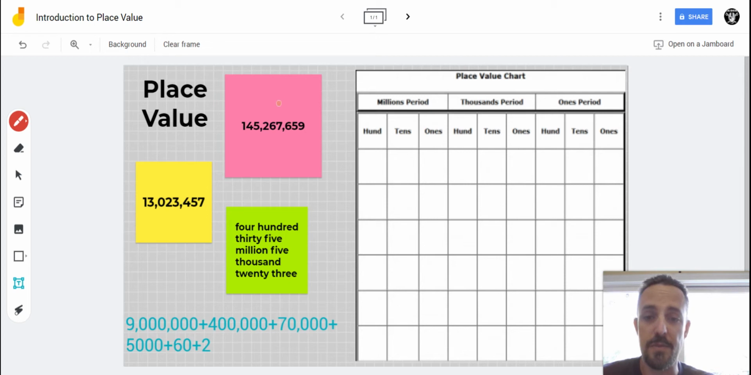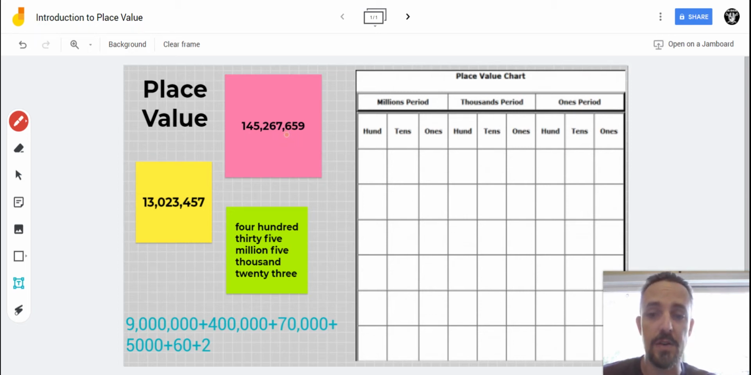This first number here is 145 million, 267,659. But all of these little tiny digits have a different meaning and a different value. For example, this 6 is not the same as that 6, right? And this 5 is different than that 5. Even though the digits are the same, exploring place value tells us the value of those individual digits.